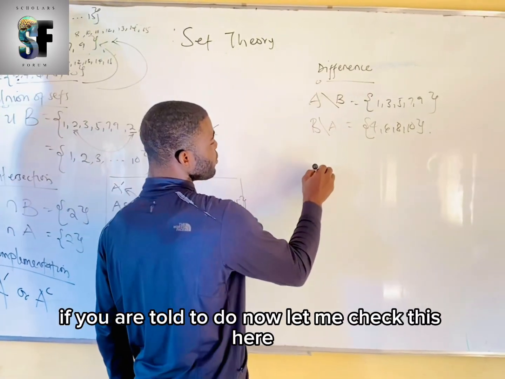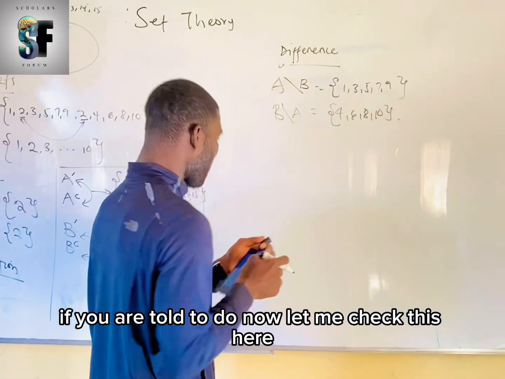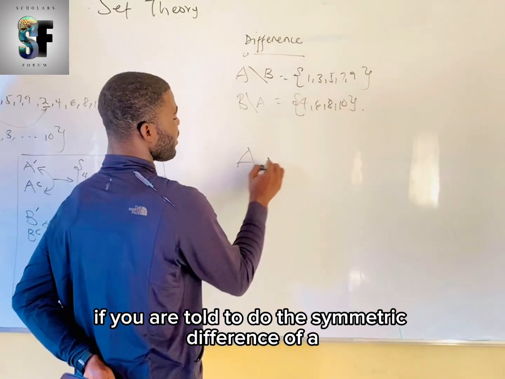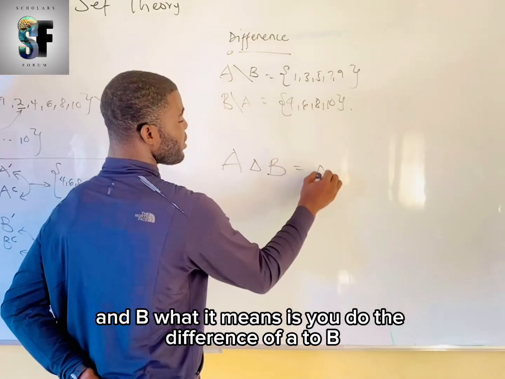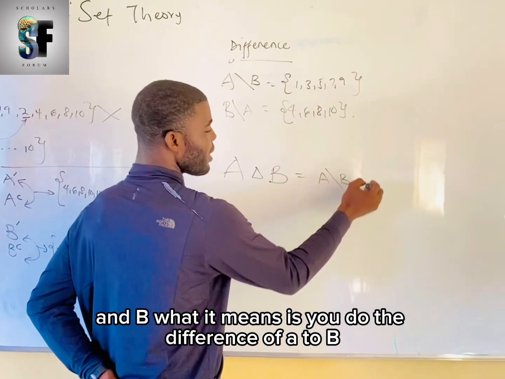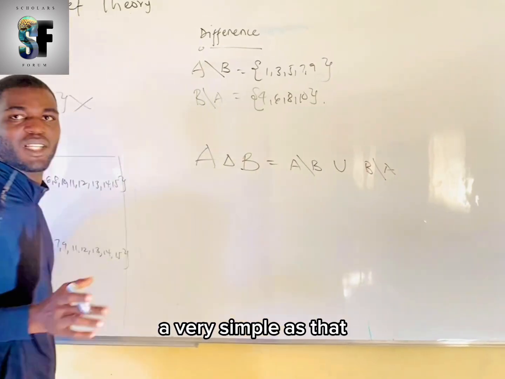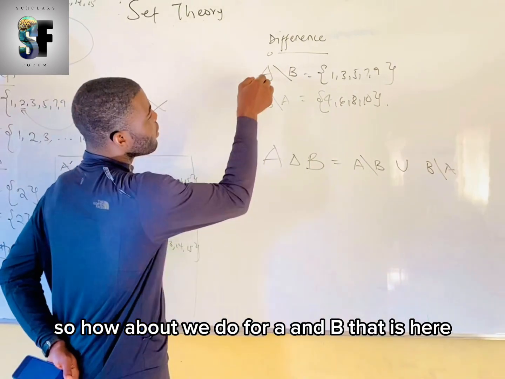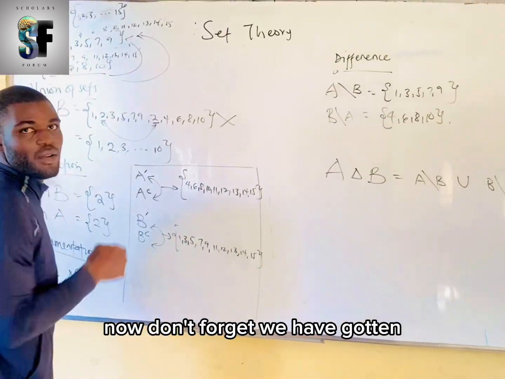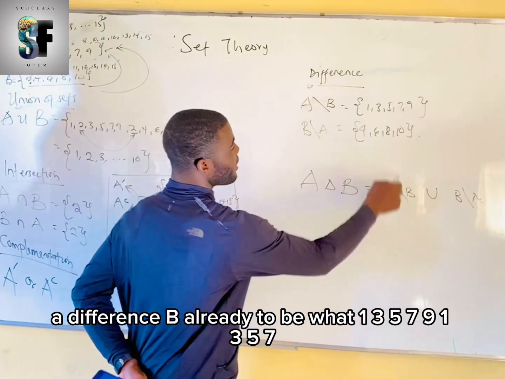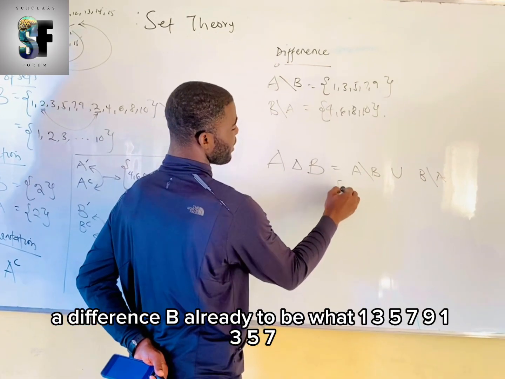adding. If you are told to do the symmetric difference of A and B, what it means is you do the difference of A to B, and then you add it to the result of B to A. Very simple as that. So how about we do it for A and B that is here? Now don't forget we have gotten A difference B already to be what? 1, 3, 5, 7, 9.